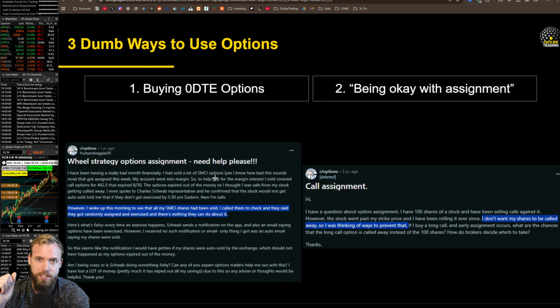Same thing for the call side of the equation. We sell calls to collect some income as part of our long equity, which I hate that term in this context. It's just to collect some premium against our long shares. Nothing wrong with that. But the problem in this case is this trader has 100 shares of a stock and they don't want assignment. They don't want the shares to be called away.